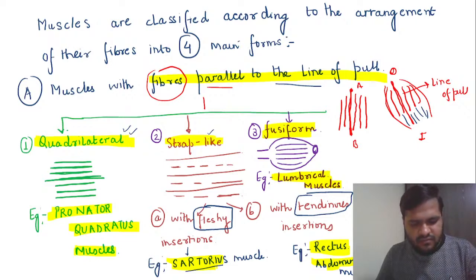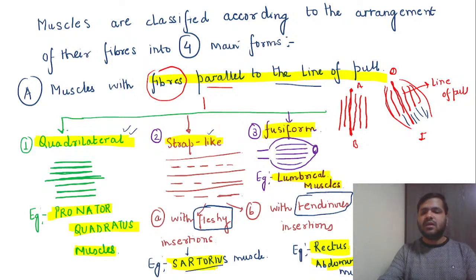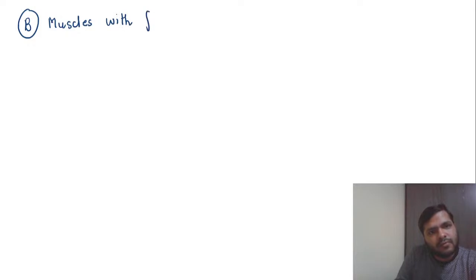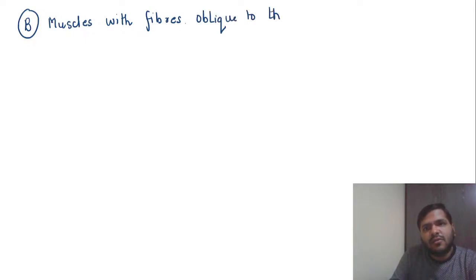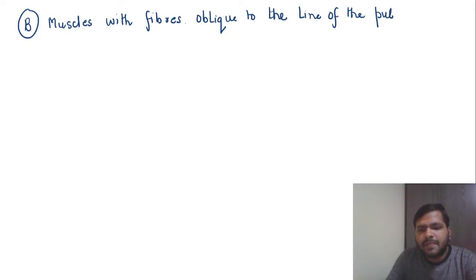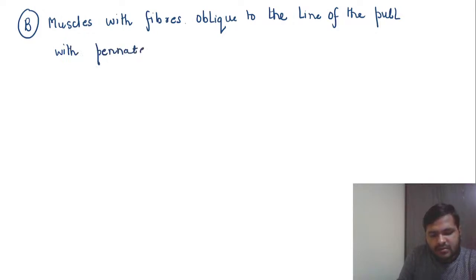Let us just continue now. Okay, perfect. Now we will deal with the B part. Muscles with fibers oblique to the line of pull, with pinnate attachment or arrangement. Write it down, with pinnate attachment or arrangement, that is more correct.